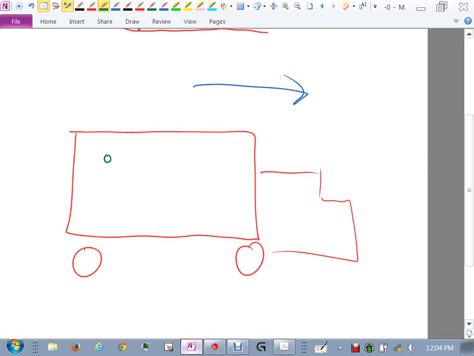The ball starts here. As it's dropped, since the truck is moving, it appears to do this, right? And then come back up like this. Imagine the truck is moving, so the ball has to move with the truck, right? So it's going to look like that to the observer.